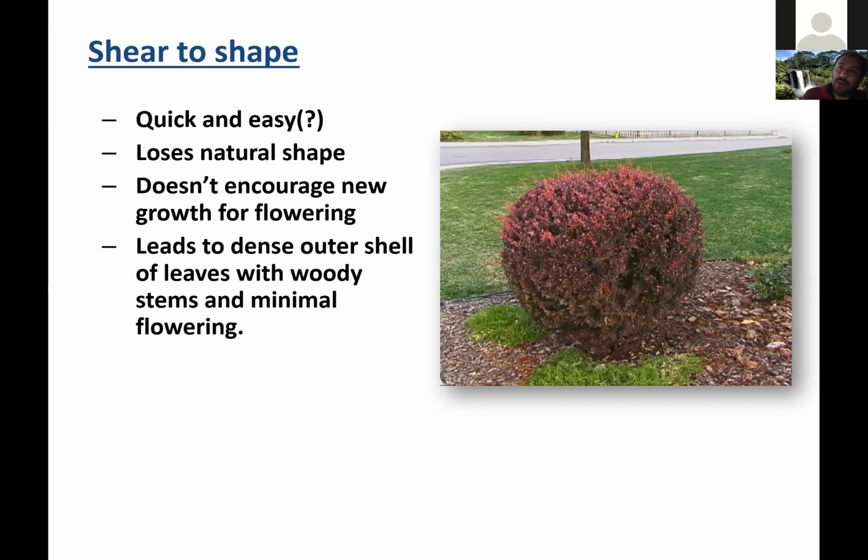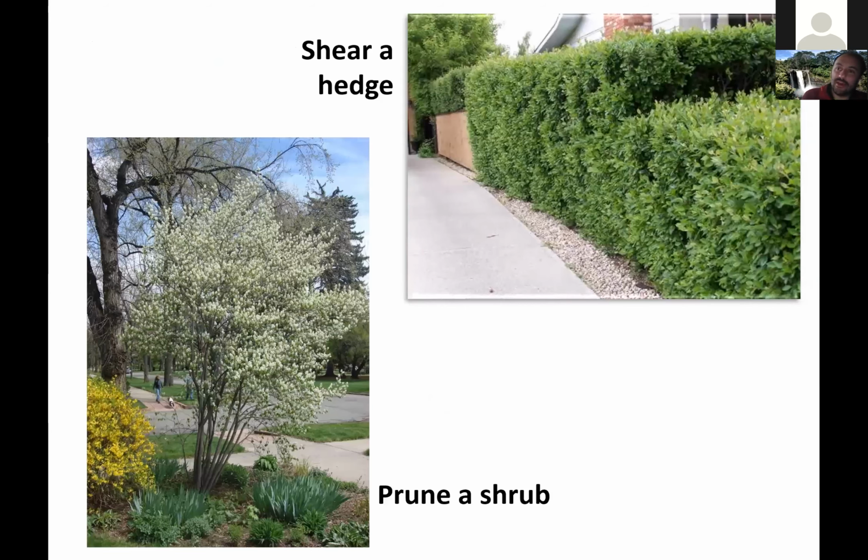Gosh, I feel like I normally ramble on about this longer. So you can probably tell, though, that I think most landscape shrubs do not need to be sheared unless it's a hedge that you're trying to create. They should instead be thinned, shaped, or rejuvenated.